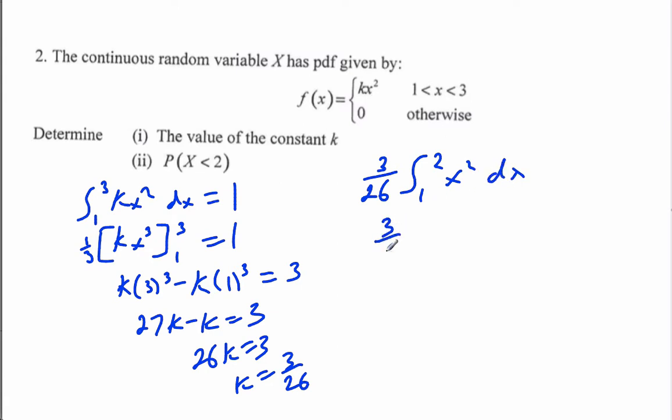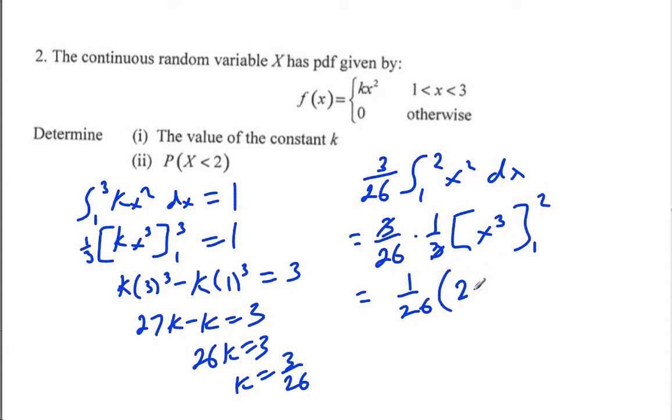So that's 3 out of 26 times 1/3 x cubed evaluated from 1 to 2. And that equals, well, the 3's cancel, we got 1 out of 26 times 2 cubed minus 1 cubed, which equals, that's 7. So 7 out of 26.